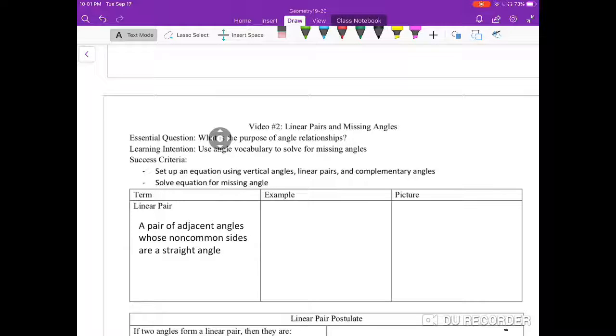Alright, so we're going to start video 2, which is going to be linear pairs and missing angles. So we're going to add linear pairs to our list of vocabulary. Now we're going to take all the vocabulary we learned from the last video, and we're going to apply it to solve for missing angles.